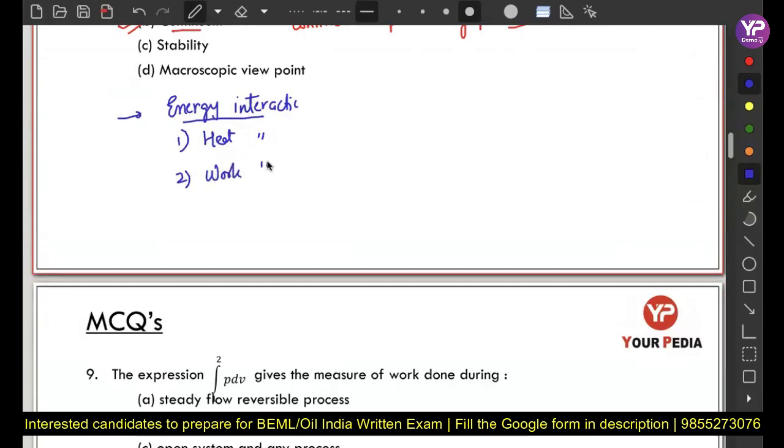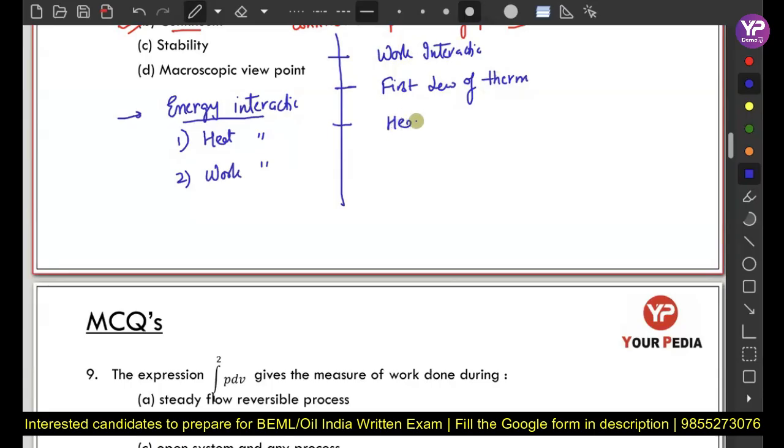Now there is a proper sequence of studying thermodynamics. How do we study it? First we study the work interaction. You are going to find out each and every formula related to the work interaction. Then you will define the first law of thermodynamics. And once you know the first law of thermodynamics, you can derive all the formulas of the heat interaction. So there is a proper sequence in which you have to proceed in thermodynamics.